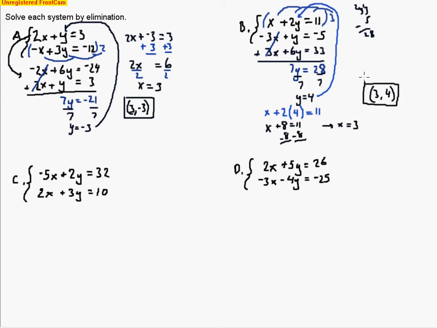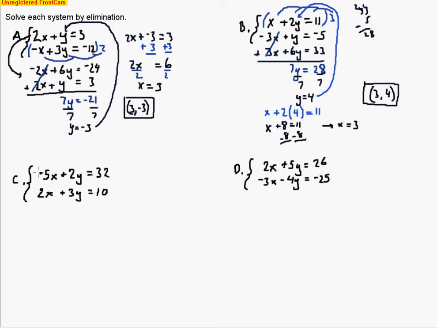Well, a couple more examples. C and D are a little bit tougher than A and B in that here we just can't multiply one of the equations to cancel out one of the unknowns. Here we're going to end up having to multiply both equations. So we just have to take one of the variables and try to cancel them out.